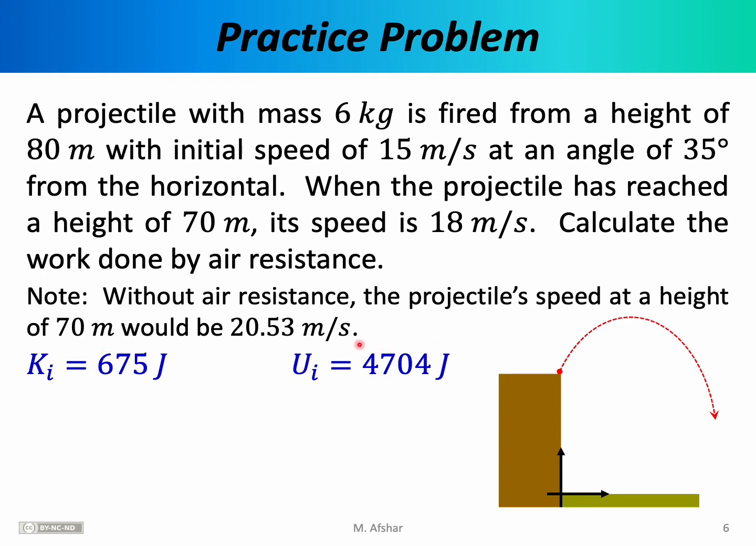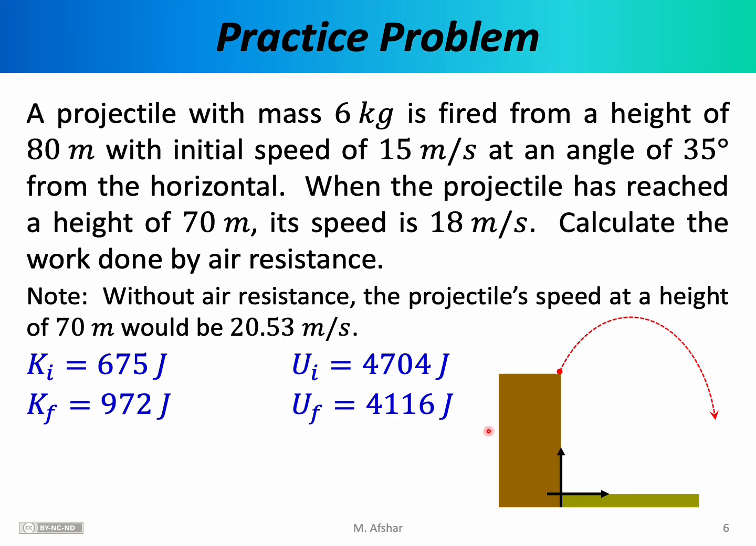Now we proceed to the final situation. We're now at a height of 70 meters. The speed is given to us this time, so we can actually calculate the final kinetic energy. Again, 1/2 mv squared, but this time you use the final speed. That gives us 972 joules. And of course, we're interested in the potential energy as well. We need the final height of 70 meters. Plug all of that into your equations, and you will find that the final potential energy is 4,116 joules.